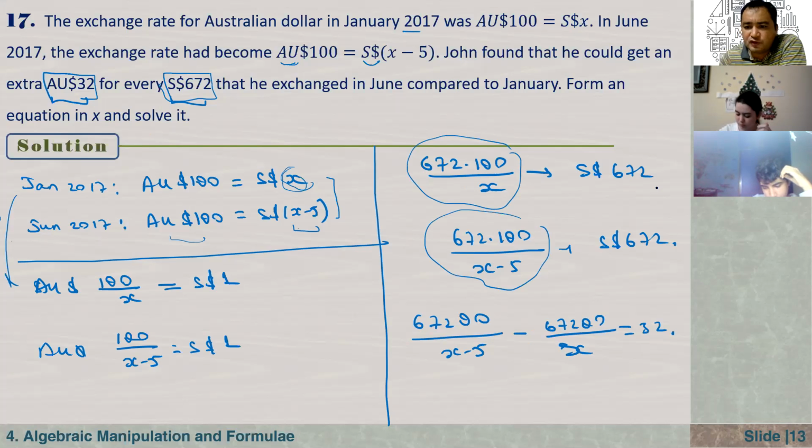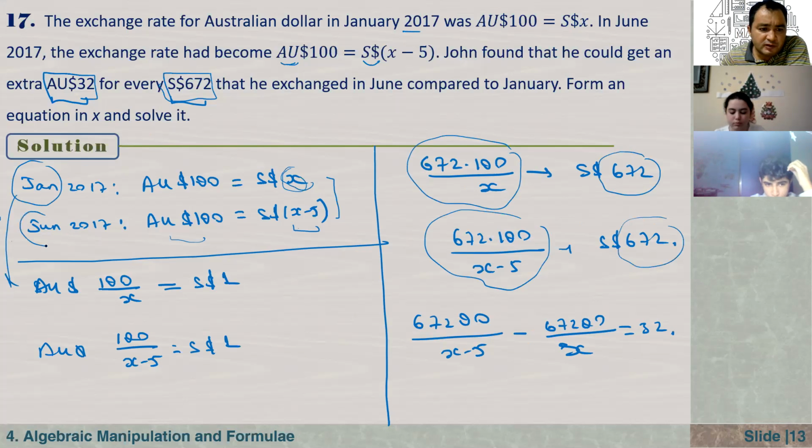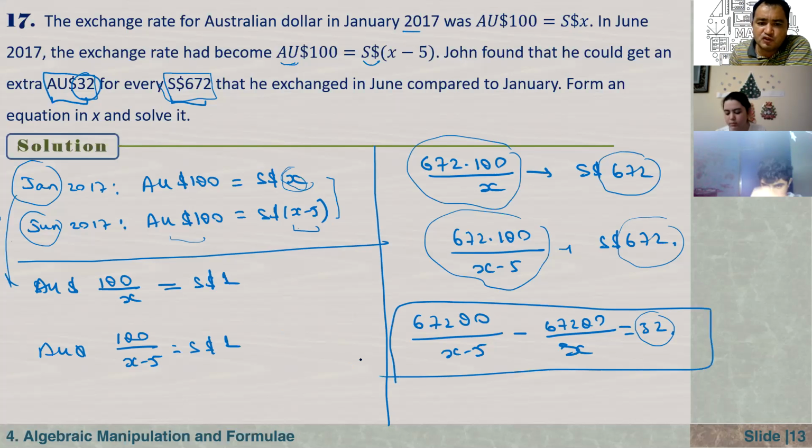That means that, Musa, if you change 672 in January and again 672 in June, you're just changing Singaporean dollars into Australian dollars. So the difference in the amount will be $32. That's the difference between these exchanges. Now we need to find this X. What was the rate in June and January? That is our quadratic equation.